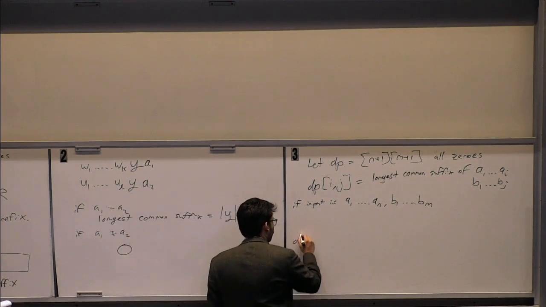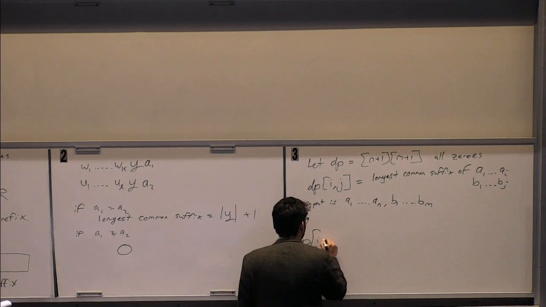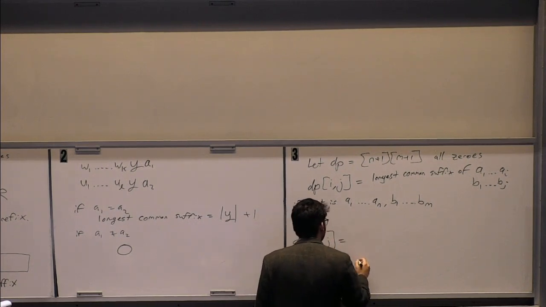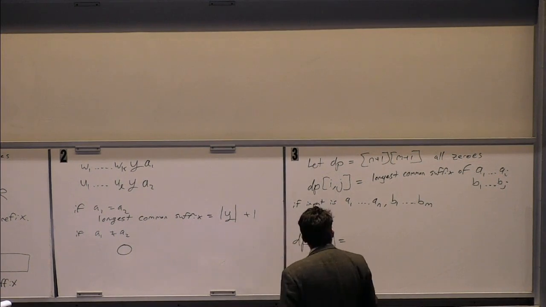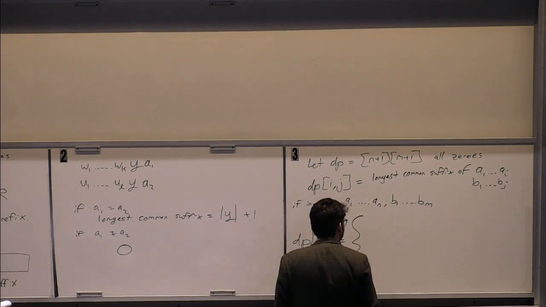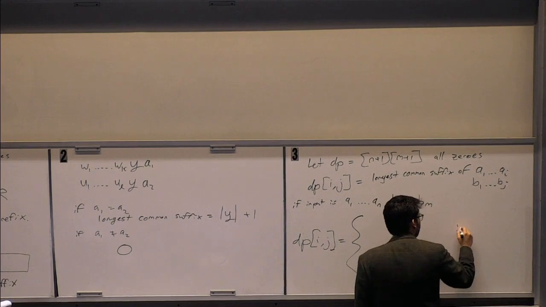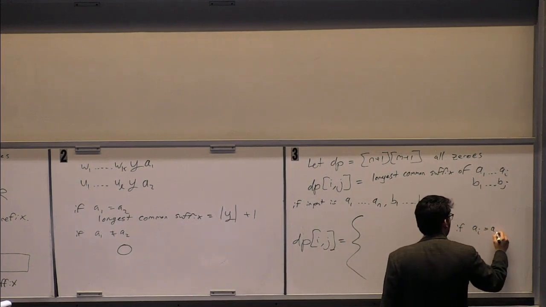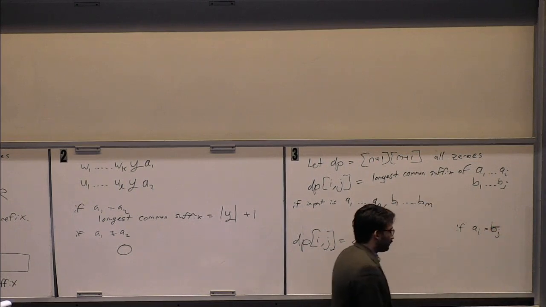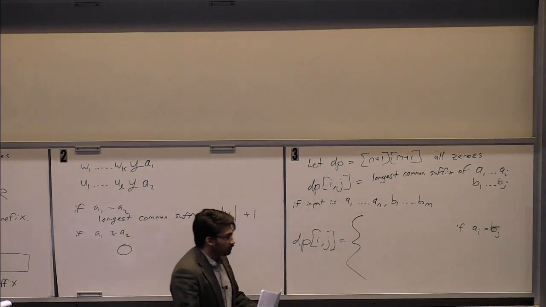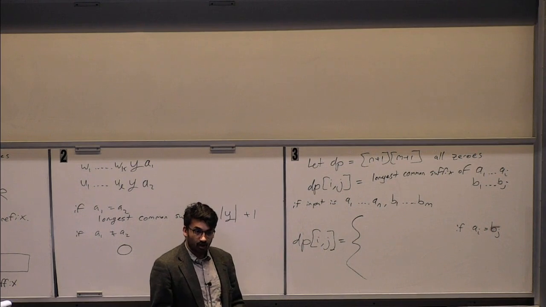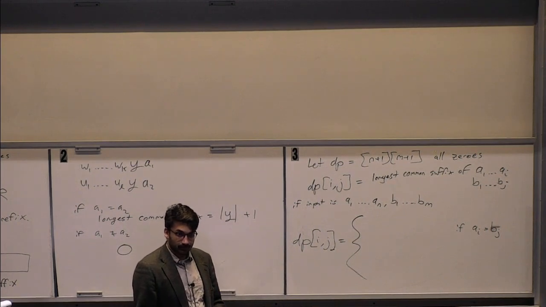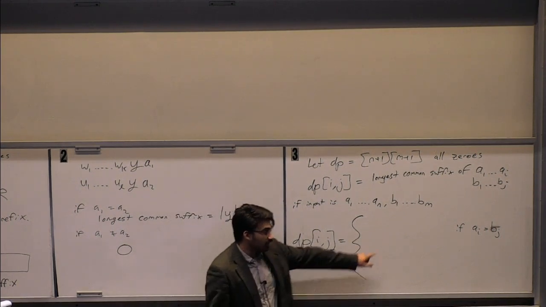Let's talk about the recurrence itself. This is like the only important part of every dynamic programming algorithm: what is the recurrence. So we talked about it previously. We have two cases. If ai is equal to bj, then as we've advanced both letters, we know that we've increased the longest common suffix, right? What should go here?